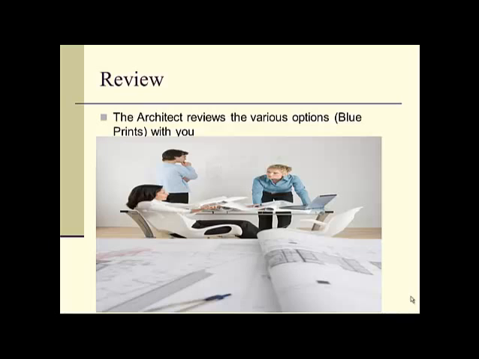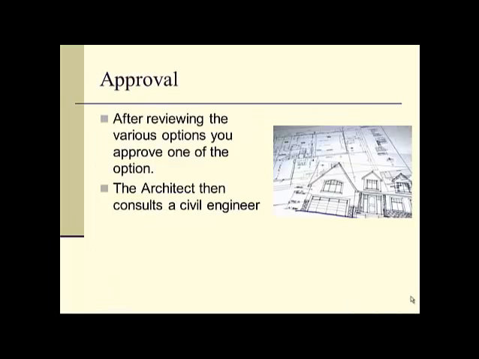Okay, so after this, what is the next step? Approval. After reviewing the various options, you approve one of them, isn't it? So you approve one of the options, and then the architect is not a person who is going to build the house. There's some other specialized person who does it. And who is that? That's a civil engineer, isn't it?